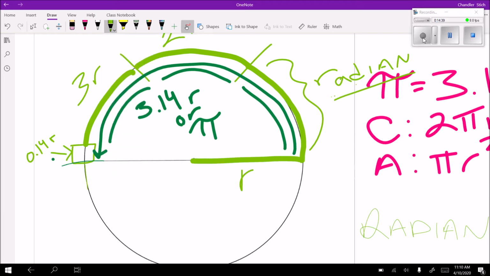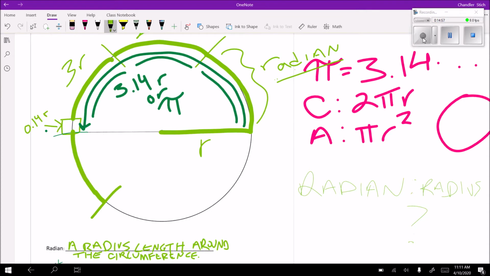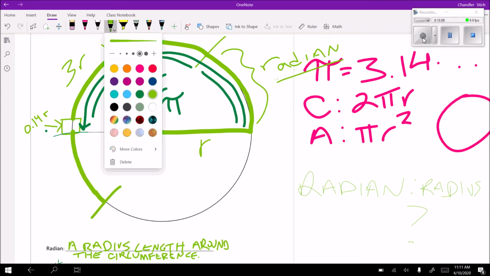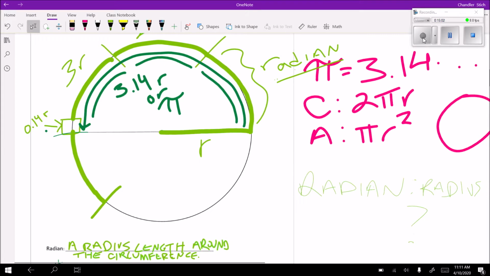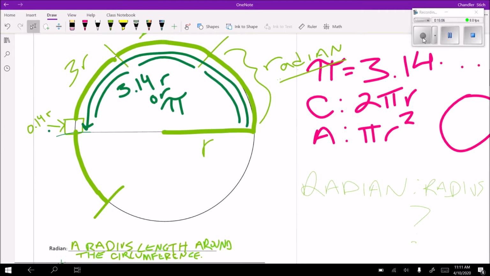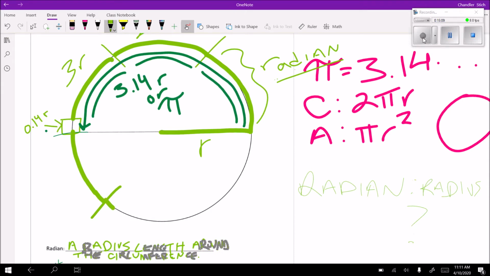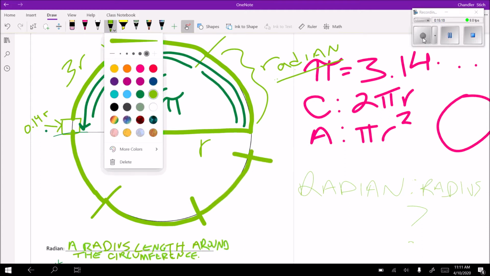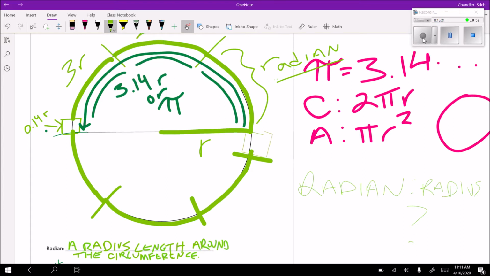And if I start here, I go, and that's about another radian. Okay, and then let me keep going. Okay, that's about another radian. And another radian there. And then, of course, we're left with this other tiny spot right there.